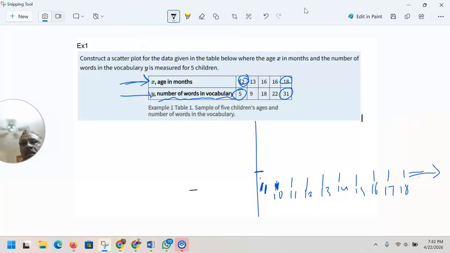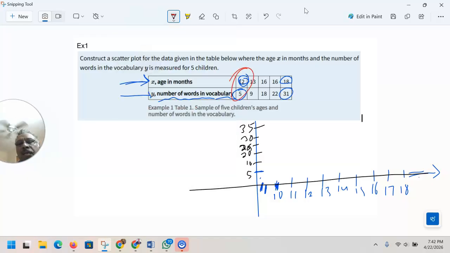Now, Rebecca must be laughing. Okay, so it's 5, then 10, 20, 30. You can do this 20, 25, then 30 and 35, and then go on plotting the points. The first one is 12 is 5. So the 12 is right here, and 5 is right there. This is the point: 12 is 5. And 13 is 9. So this is 13, and 9 will be somewhere here.